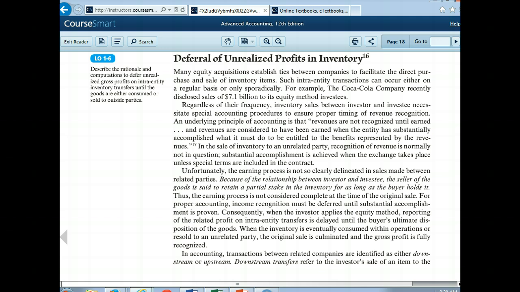When the investor applies the equity method, reporting of the related profit on intra-entity transfers is delayed until the buyer's ultimate disposition of the goods. When the inventory is eventually consumed within operations or resold to an unrelated party, the original sale is culminated and the gross profit is fully recognized.